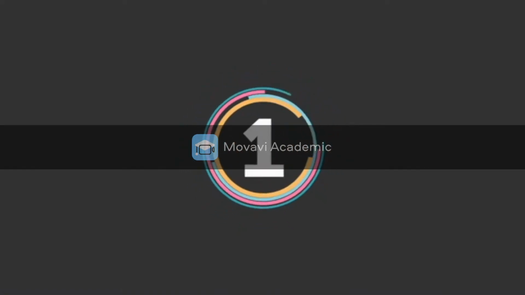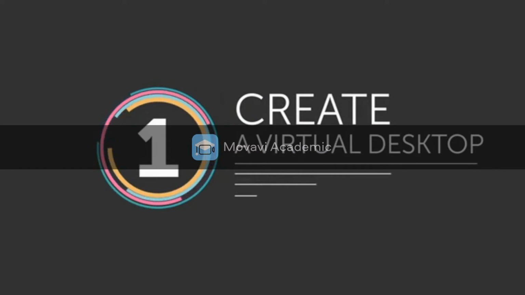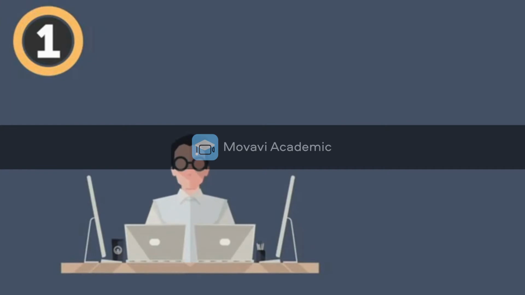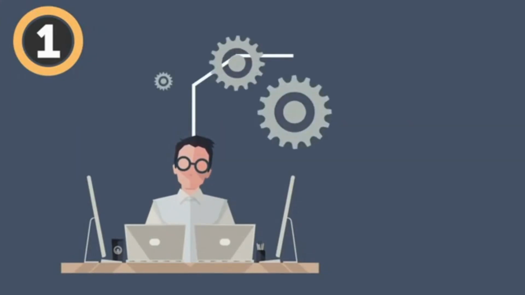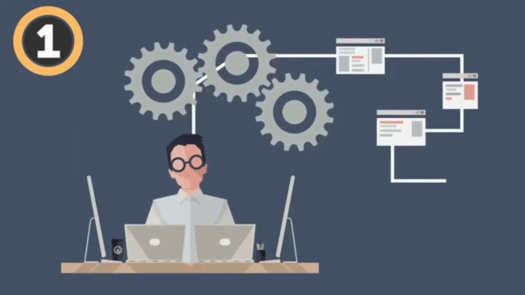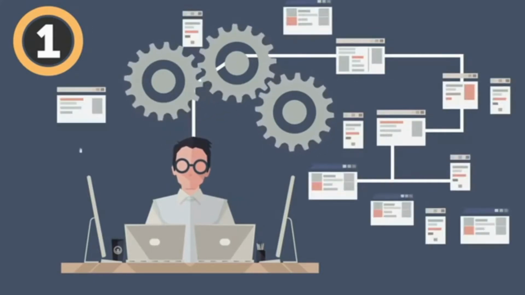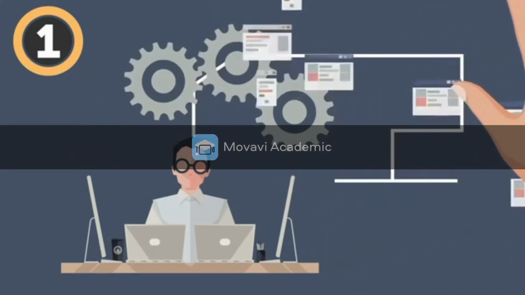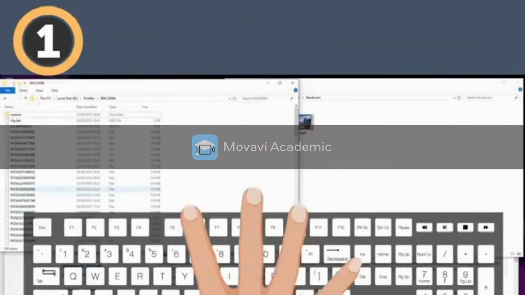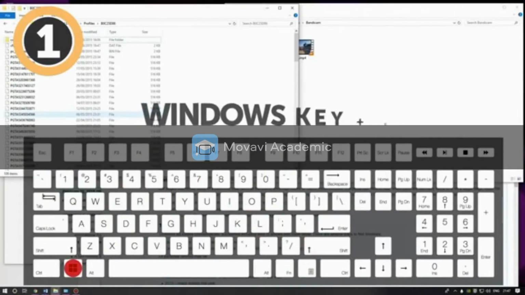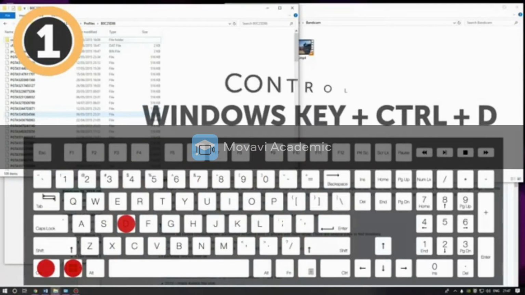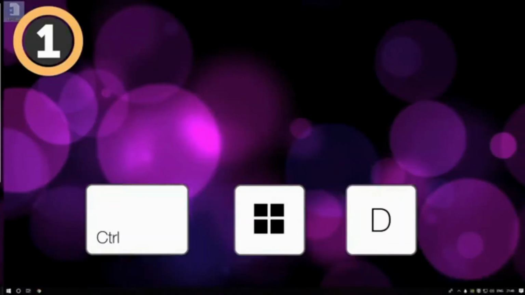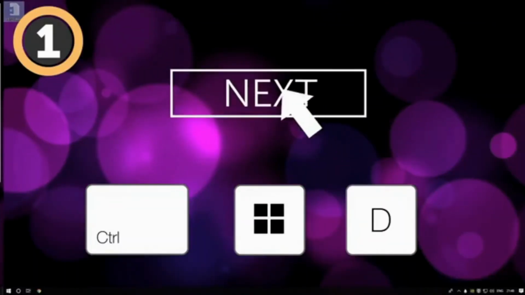Number 1. Create a virtual desktop. Imagine you're in the middle of some work project or research you've been doing all day when you need to deal with another task immediately. Opening new tabs in Windows will just slow you down and mess up your workflow. So you need a new, clean desktop. Well, just press the Windows key plus Control plus D, or Control plus Up if you use a Mac. It'll switch to a new, fresh desktop and you're ready to go.